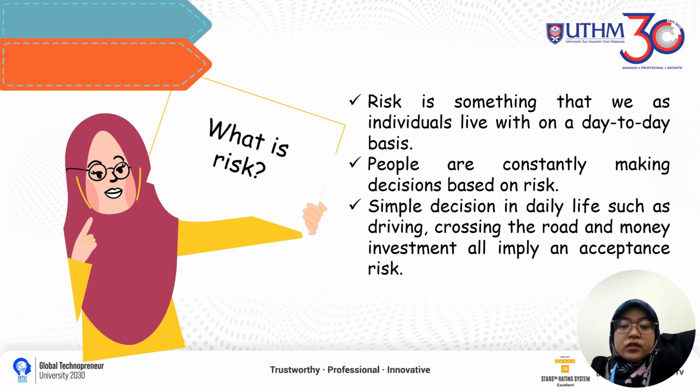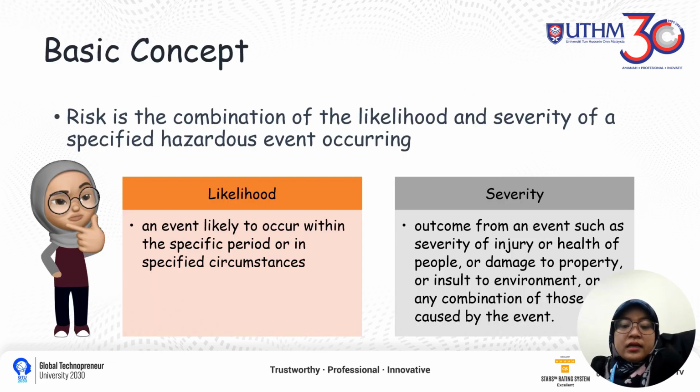So now let's shift our focus to risk. Risk is the likelihood that a particular hazard will cause harm in a given situation. It's a measure of probability and severity of adverse effect resulting from the exposure to a hazard. So then let's focus on the likelihood. Likelihood is whether an event is likely to occur within a specific period or in specific circumstances. Meanwhile, severity is the outcome from an event, such as severity of injury or health of people, damage to property, or insult to environment, or any combination of any of these events.